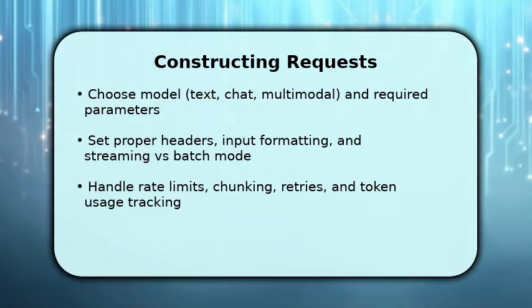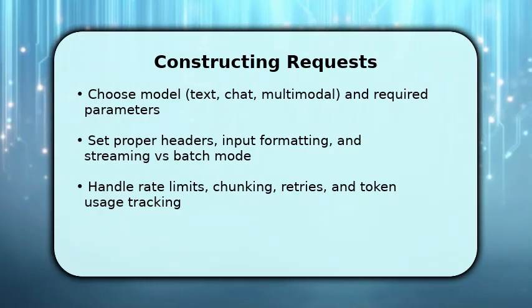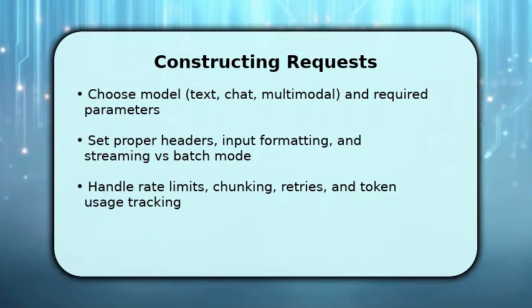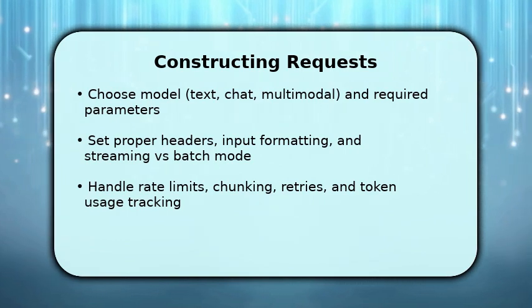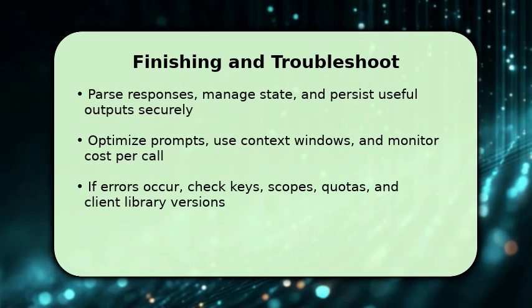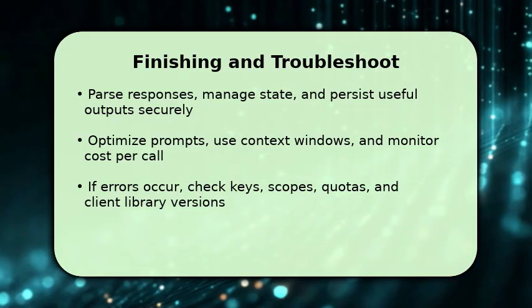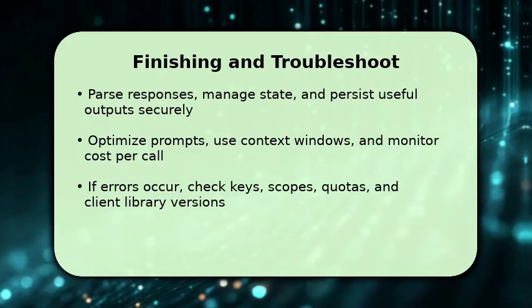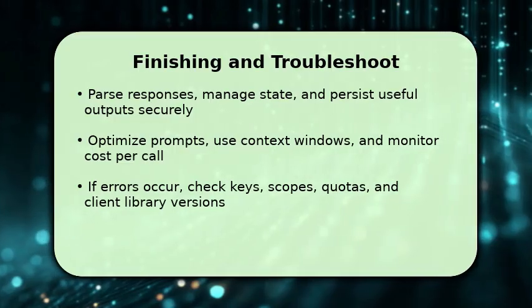Make sure to implement exponential backoff for 429s, chunk large inputs to stay under token limits, and track token consumption so your quota and billing stay predictable. You finalize integration by parsing model outputs into your app's data structures and managing conversational state or document context across calls. Make sure to persist only what's necessary and rotate keys regularly.